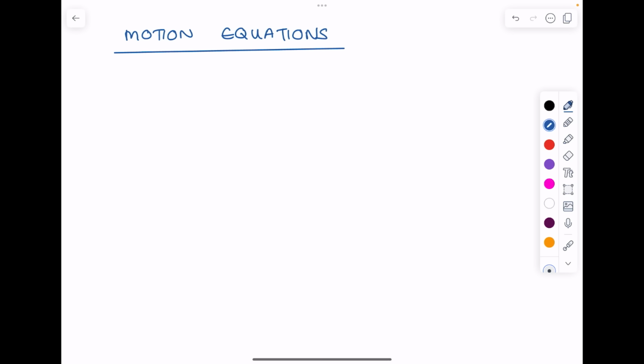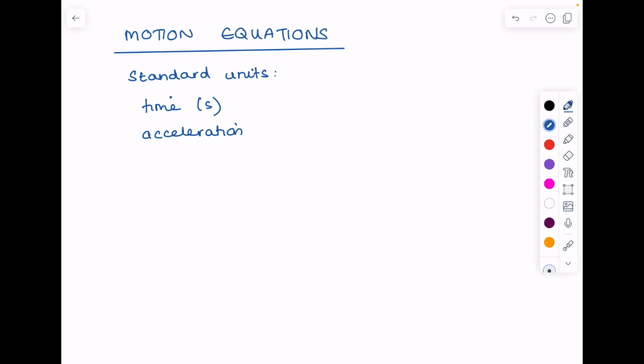The first thing I want to make you aware of is the standard scientific unit for these quantities. You will have to do some converting in your exam, so it's worth knowing what the standard units are. Time tends to be in seconds. Acceleration is in meters per second squared. Speed is meters per second. Distance is meters.